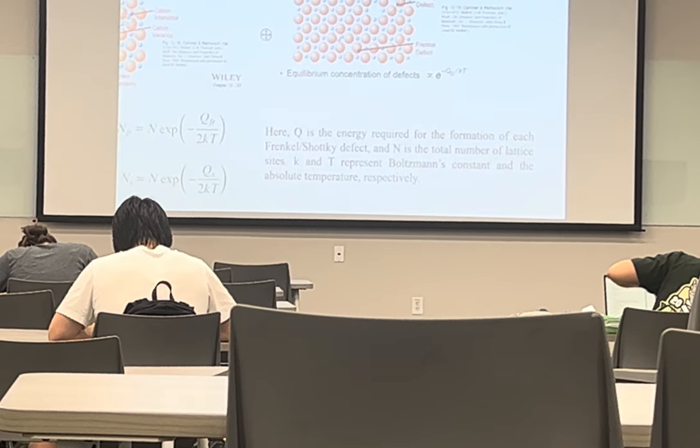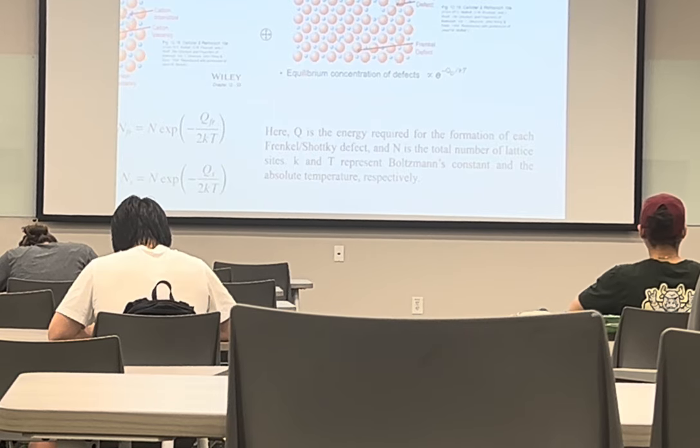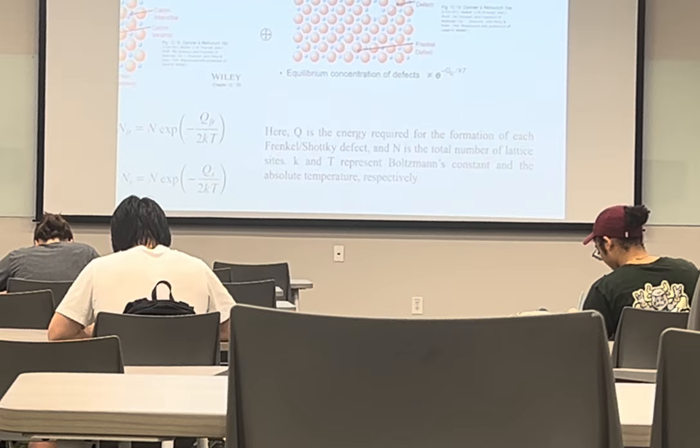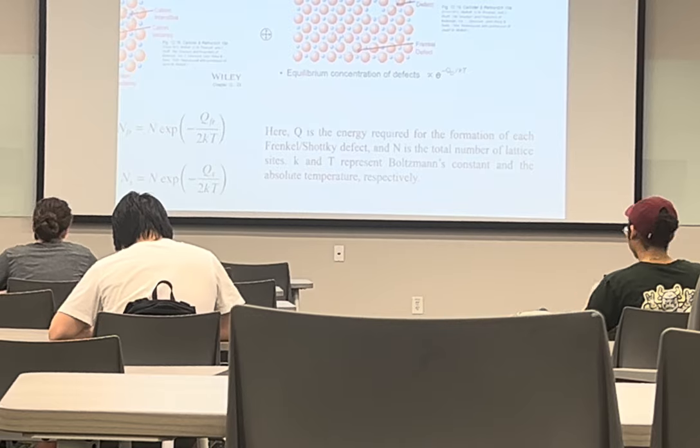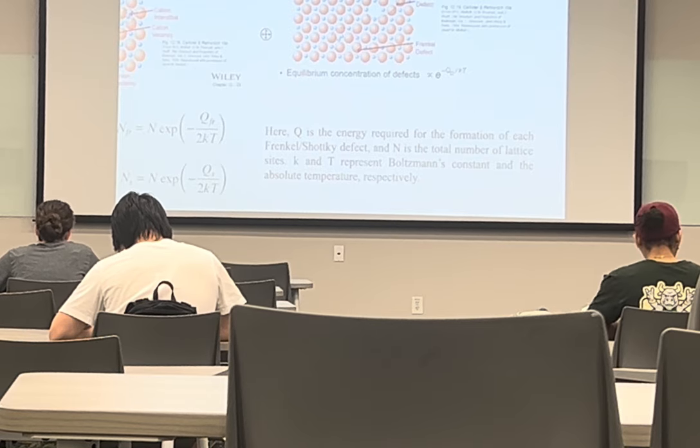Another type of defect in ceramics is the Schottky defect. Here we have both cation and anion vacancies, and that's how we balance the charge in total. So both the negative charge and the positive charge are missing.